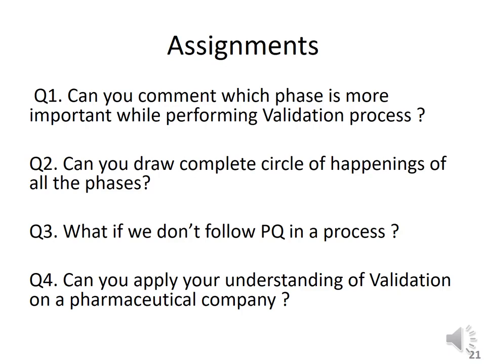Question 2 is, can you draw the complete circle of happenings of all the phases? I have given you 4 parts of the circle, and what you have to do is you have to pick up all the 4 parts and arrange them in a circle, and draw a complete circle of the happenings of all the phases. I think this is easy. I don't think there will be any difficulty in doing this.